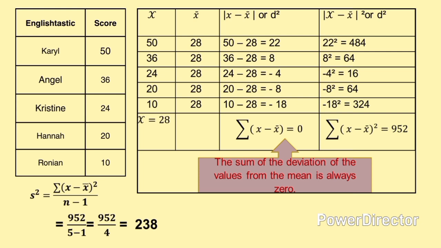Now let's get the sum of the square of the deviation. 484 plus 64 is equal to 548. 548 plus 16 is equal to 564, plus 64 is equal to 628, plus 324 is equal to 952. We're going to substitute this value in our numerator, and again our n is equal to 5. So 5 minus 1 for the denominator. So 952 divided by 4 is equal to 238. And that is our variance.